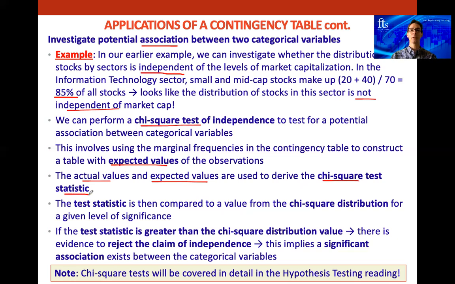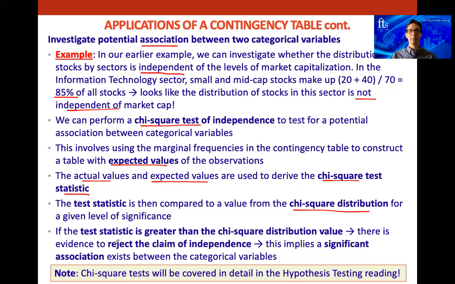Once we've got this test statistic, it is compared to a value from the Chi-square distribution, and we call that value the critical value. We're going to talk a lot about that when we get to hypothesis testing. We get this critical value for a given level of significance. We often use 5%, which is the most common level of significance that we use.